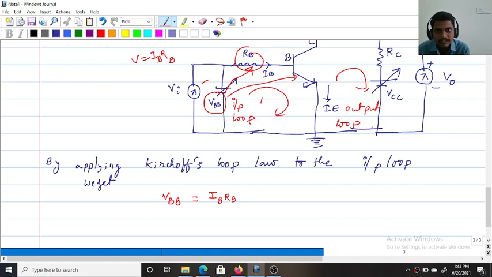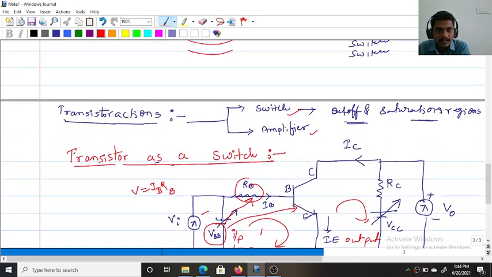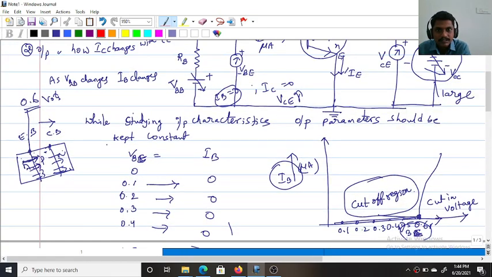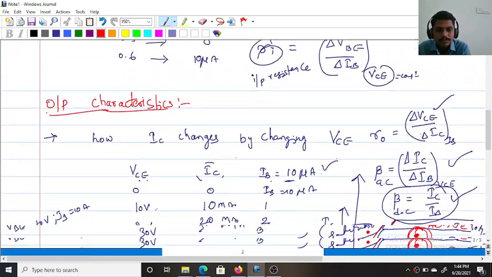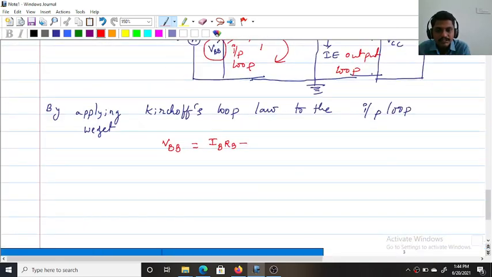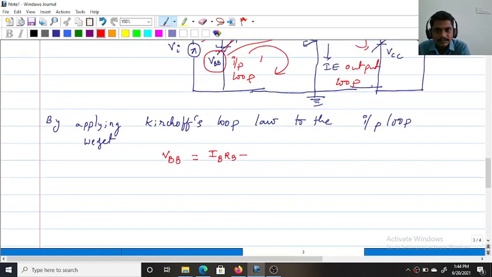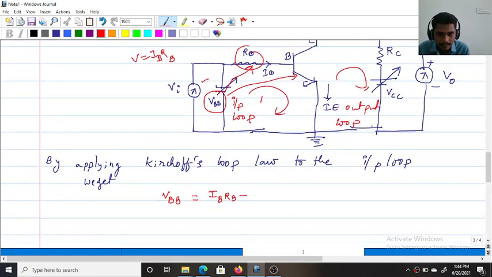This is the input voltage. Some of the voltage is utilized by the resistor. Some of the voltage is dropped across the transistor, and that voltage is VBE. Already in the previous figure, I represented the voltage across the base emitter as VBE. Therefore, we can write VBB equals IB RB plus VBE. That will be equation number 1.